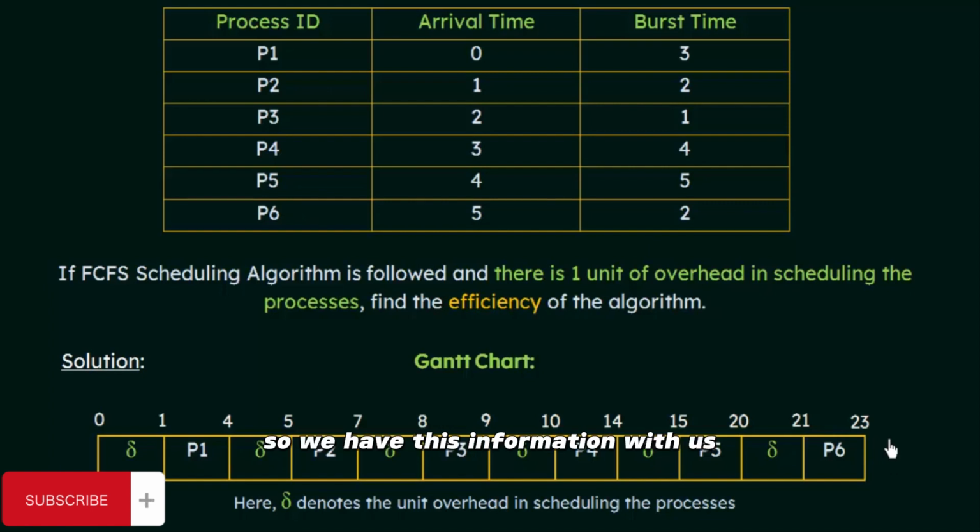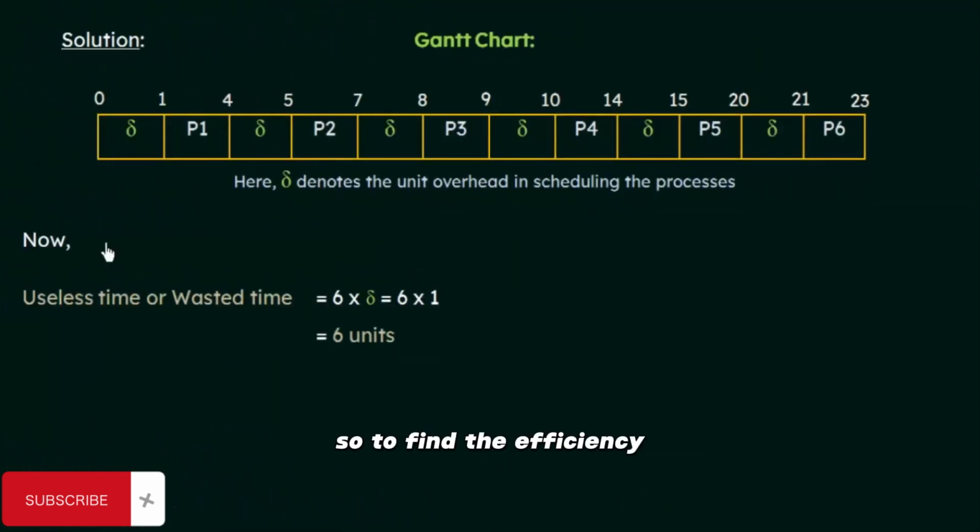So we have this information with us, and with this, let us try to calculate the efficiency of this algorithm, and let's see how we can do that. To find the efficiency of this algorithm, there are certain values that we need to first calculate. So the first one is the useless time, or the wasted time. We see that this delay, which was the overhead in scheduling the process, is the time that is wasted. That time was not being utilized by any process, and it is the useless time, or the wasted time. So how much time did we waste? We have 1, 2, 3, 4, 5, 6, so we have 6 delays over here, and we already said that the overhead is for 1 unit of time. So each delay represents 1 unit of time. So 6 delays into 1 unit of time. Hence we have 6 units of time that is wasted, or useless.